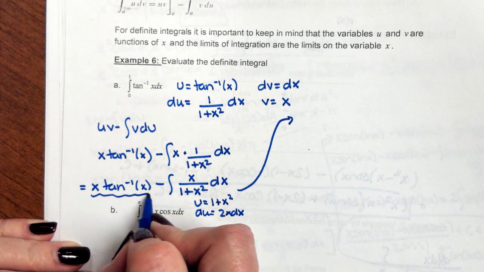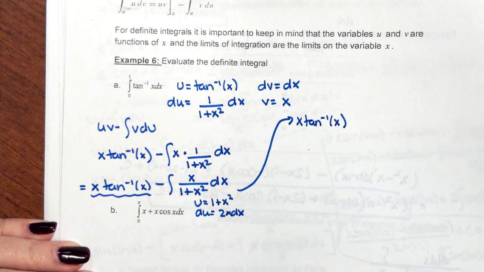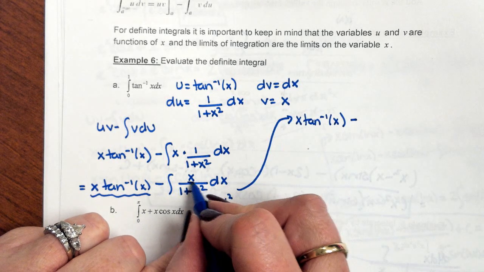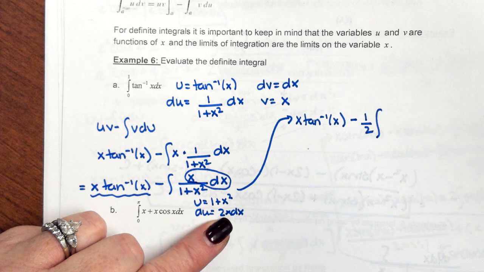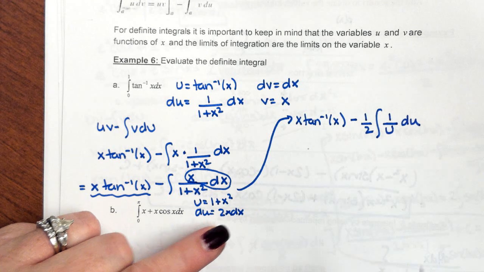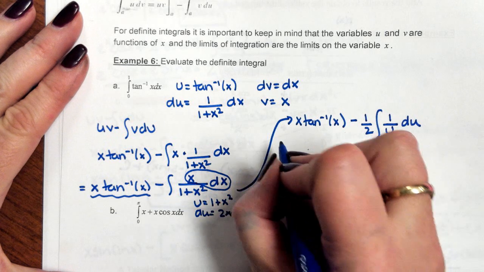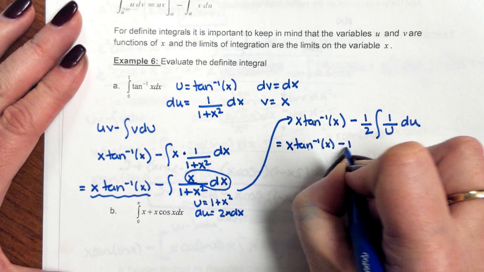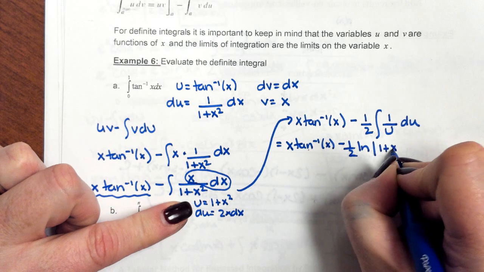Remember, x inverse tangent of x is tagging along. Minus, remember, because I've got 2x dx, so there's the x dx, I have to divide out a 1/2. And I can rewrite my integral as 1 over u du. So now when I integrate, again, there's my x inverse tangent of x minus 1/2 times the natural log. Again, I'm going to replace the 1 plus x squared for u.